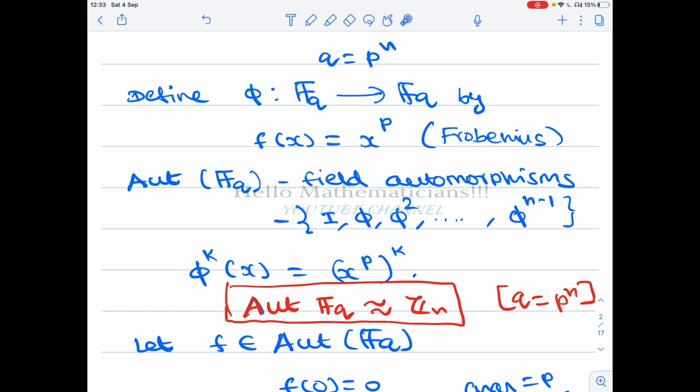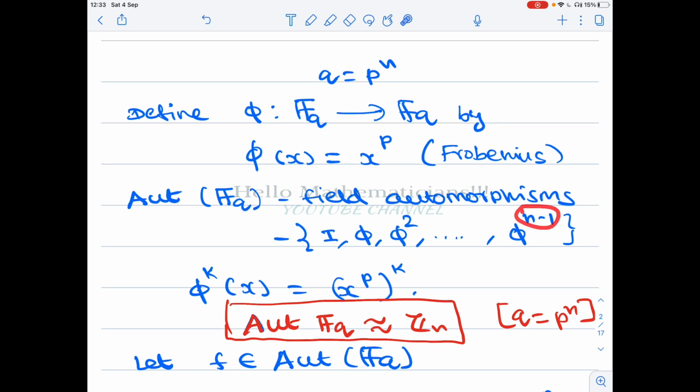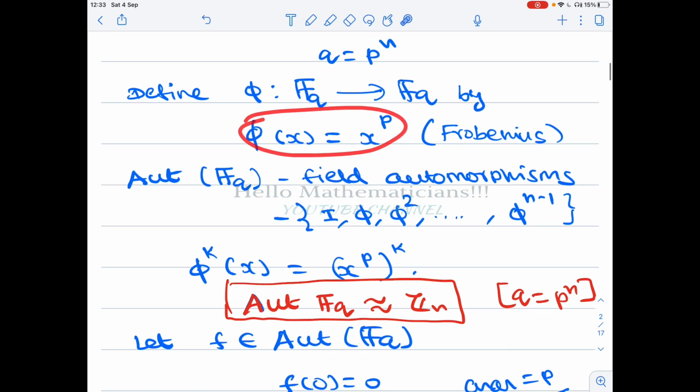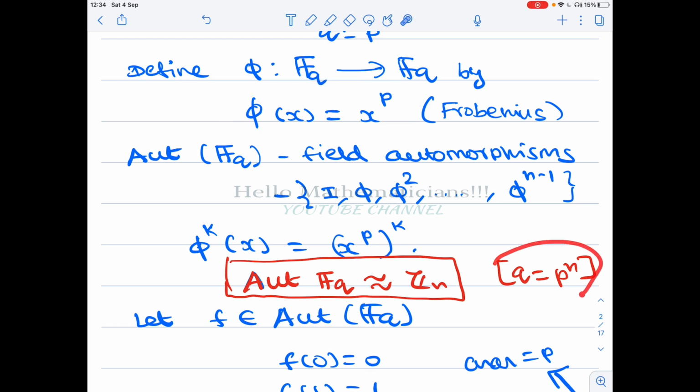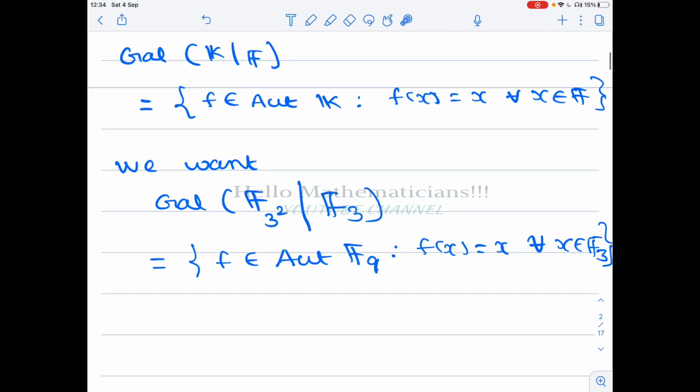So if you take phi, maybe this should be phi because I used phi here. You take phi power 0, that is the identity automorphism. Then phi square, and you go up to phi power n minus 1, where this n is the same n. So we conclude that there are n elements here, and these n elements are generated by this automorphism. Therefore, we conclude that the automorphism group of FQ is isomorphic to Zn, and the generator is given by the Frobenius automorphism. If Q equals p power n, then the automorphism group of FQ is isomorphic to the cyclic group of order n.